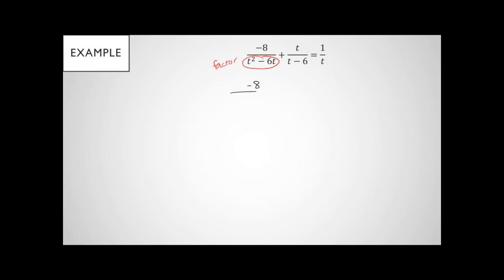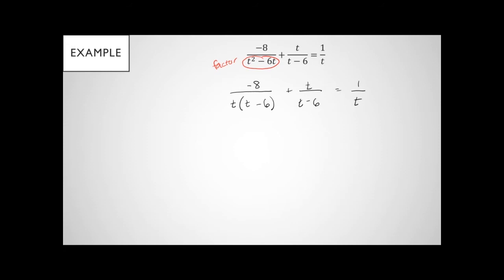So I'd have negative 8 over t. I can factor a t out of there. And that leaves me with t minus 6 plus t over t minus 6, and then 1 over t.